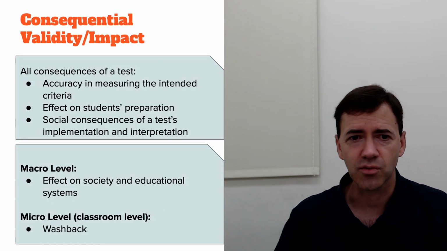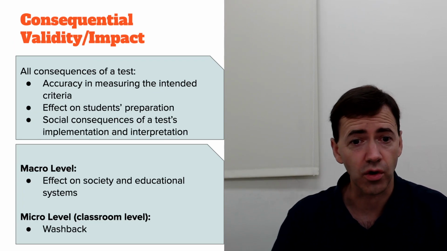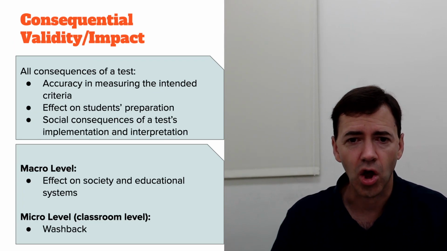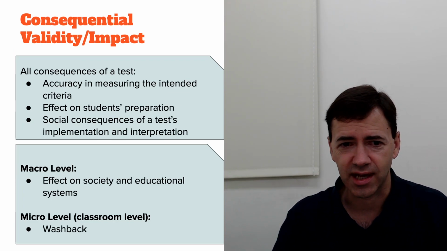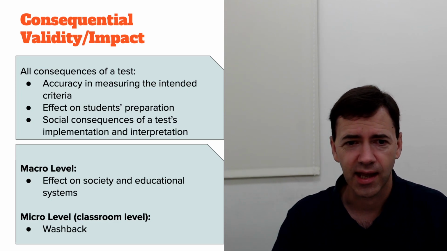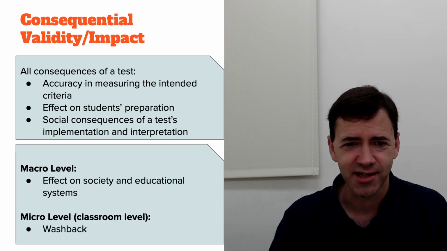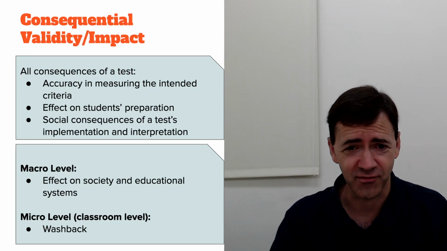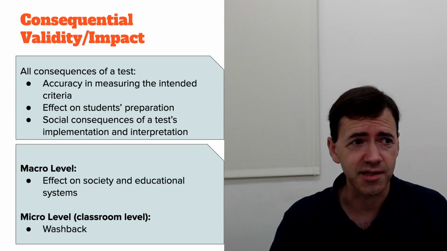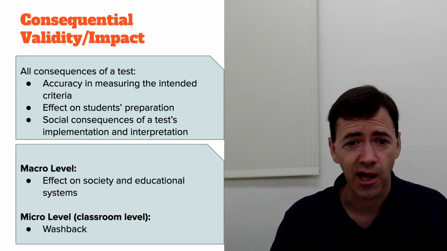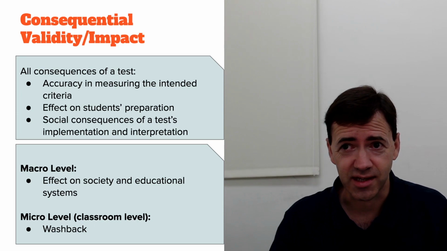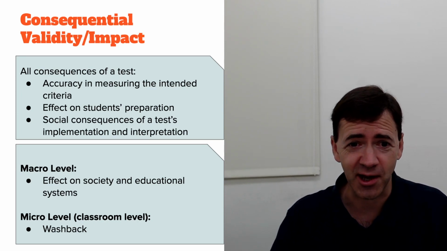Okay, the next one is called consequential validity or impact. So basically, all consequences of a test. So the accuracy in measuring the intended criteria, the effect on students' preparation for the test, and the social consequences of a test implementation and interpretation. So you can think about this one in Taiwan. It's very relevant. How does the entrance exam into high school and how does the entrance exam into university affect the entire social system of Taiwan?